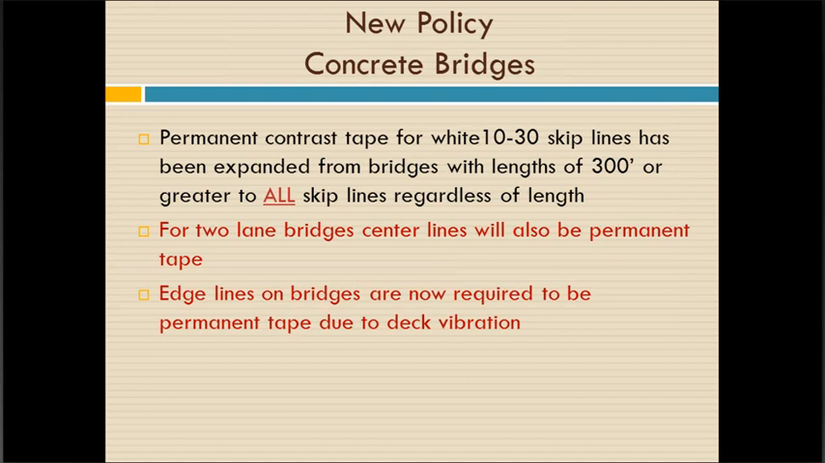Now, what we used to use on edge lines on bridges was various materials. Predominantly, we were using thermoplastic for edge lines. And what we found was thermoplastic doesn't bond real well to concrete bridge decks where there's vibration. So we've changed our policy specific to concrete bridges on what to use on the edge line. We're now requiring that the edge lines on bridges be permanent tape as well. So if you've got any bridge work and you're putting down permanent markings, all the markings on your bridge should now be permanent tape.